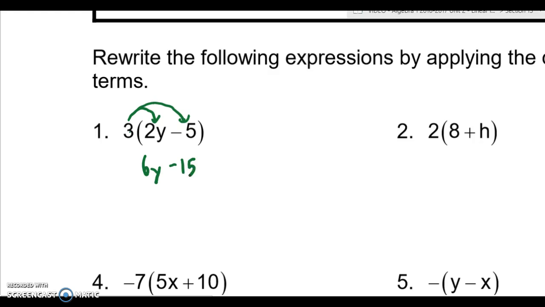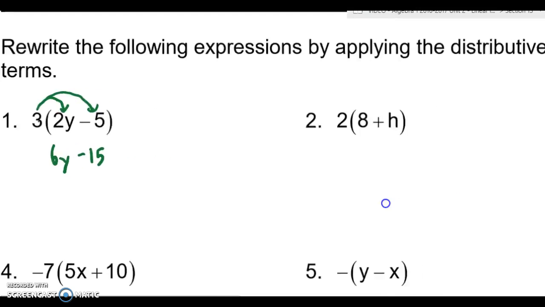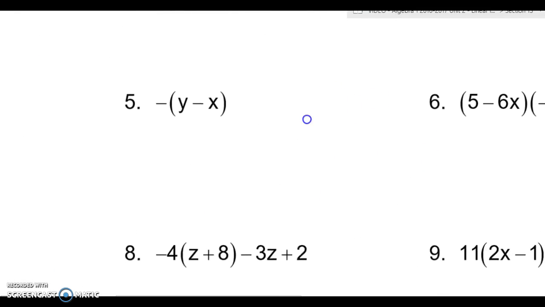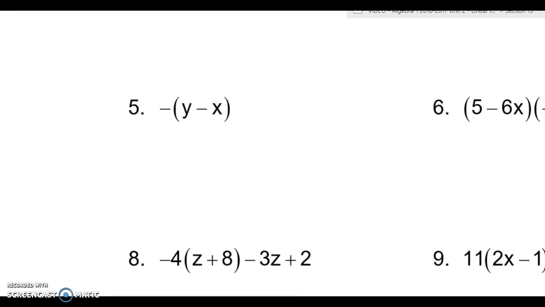Where we're going to run into some issues with distributive property is with negative numbers. Let's take a look at number 5, because we have a negative out in front. This is where we have to be a little careful. So when we have a negative number out in front, we still are going to follow that process of taking that number, multiplying it through, and then combining terms where we need to.